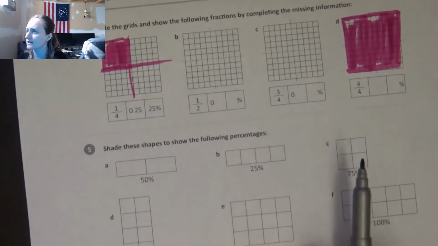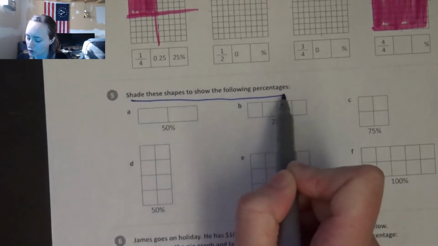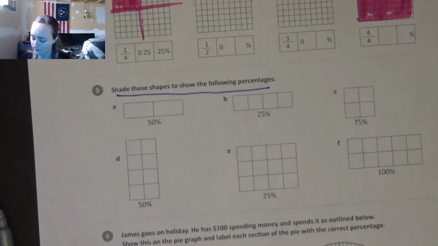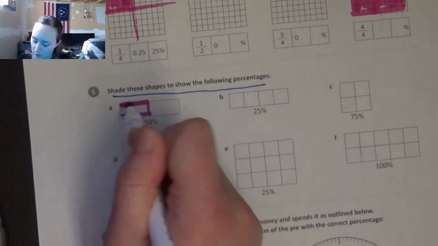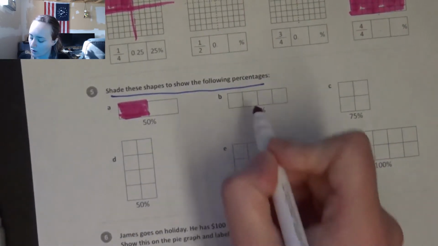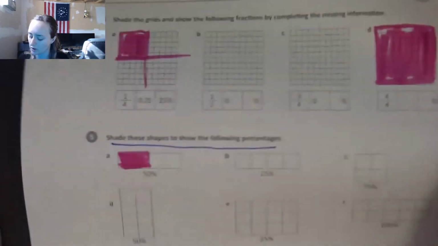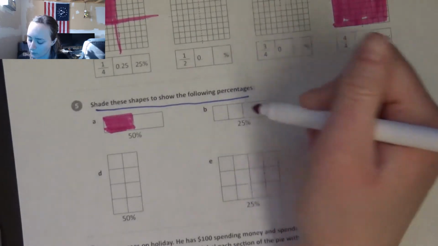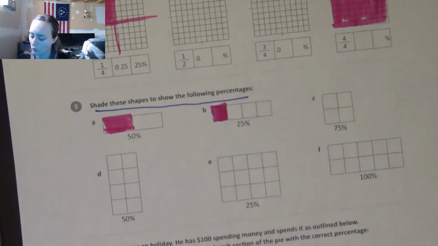Now I'm going to go to question 5 on here. Shade these shapes to show the following percentages. So you're going to draw these shapes in your notebook, okay, and you're going to shade the following percentages. What is 50%? It is half. I'm going to shade half of this guy. What is 25%? I go back up here, it's 1/4. Well, lucky for me, this is divided into 4 quarters. And I'm just going to color one of them.